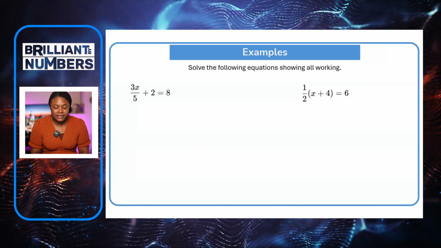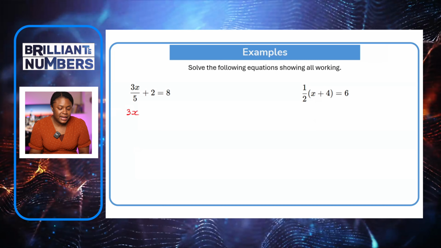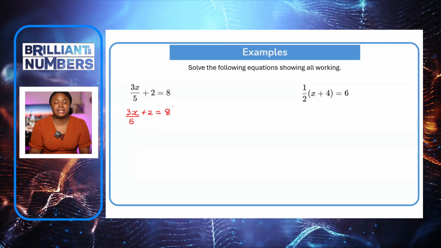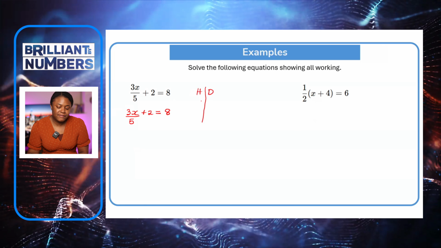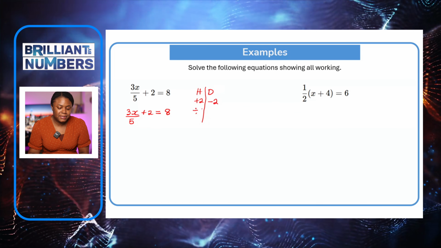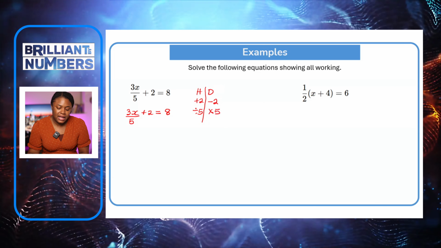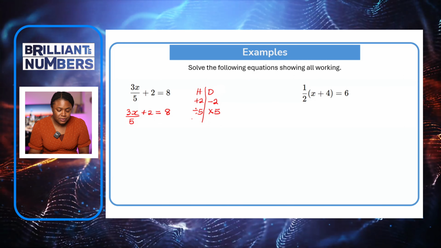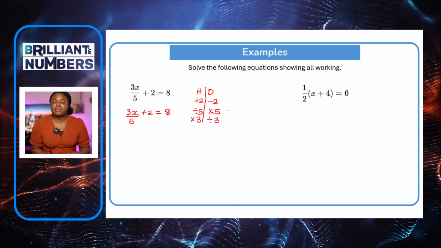Again, we are solving this for x. So I'm going to rewrite my question. 3x divided by 5 add 2 is equal to 8. So again, in my question, I have positive 2. I'm going to subtract 2. I have division by 5. I'm going to now need to multiply by 5. And also, if you check here, I've got a multiplication by 3. So somewhere I will need to divide by 3.